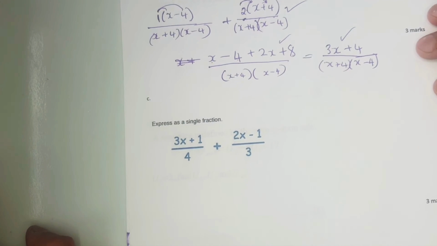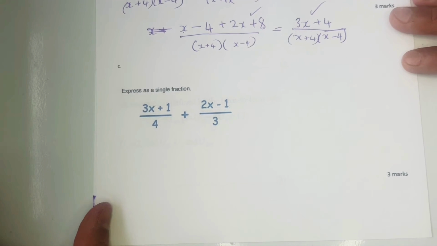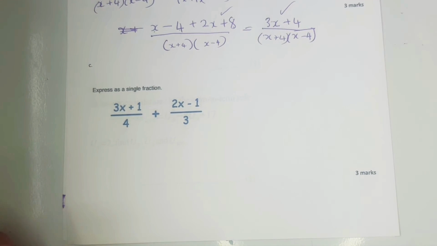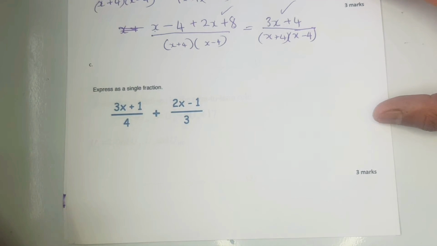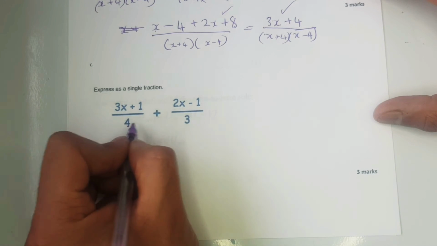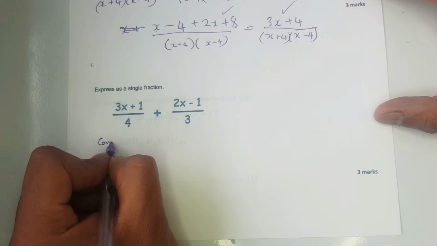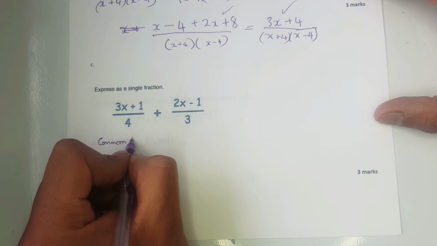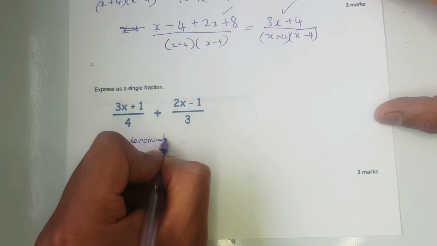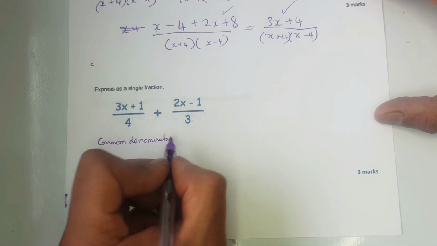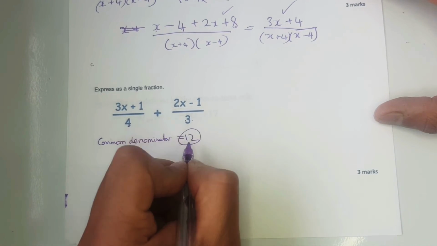Question C, question 14C. Question asks us to express as a single fraction 3x plus 1 over 4 plus 2x minus 1 over 3. Same again, we're going to make a common denominator. This one's actually slightly easier. The common denominator between 3 and 4 is going to be 12. If you're not sure, you can simply multiply them together. So common denominator is 12.